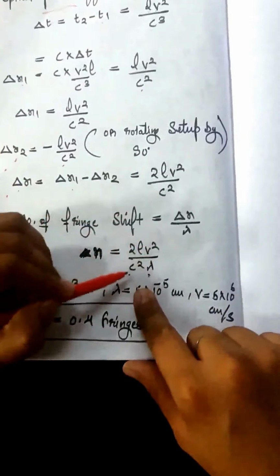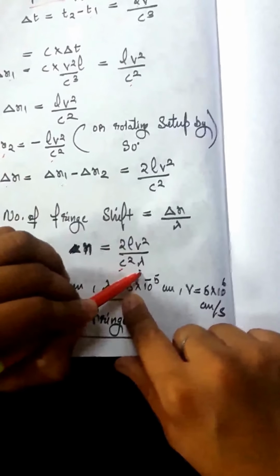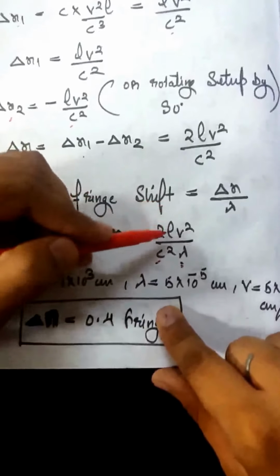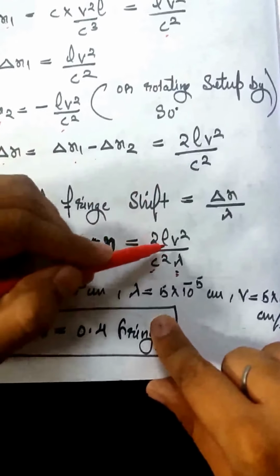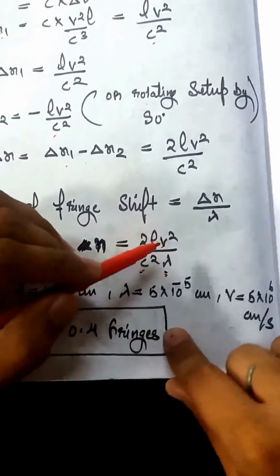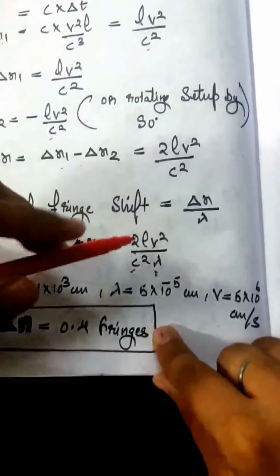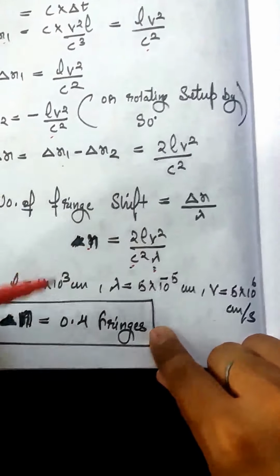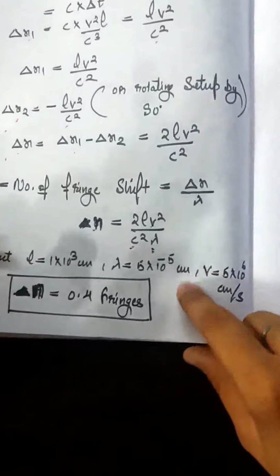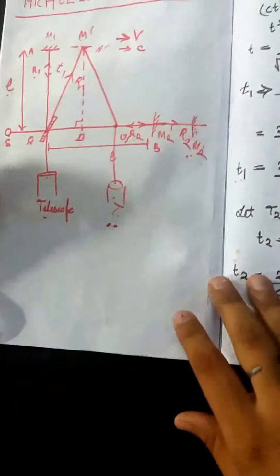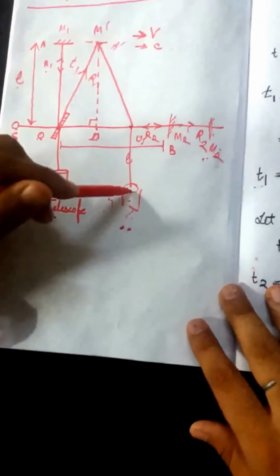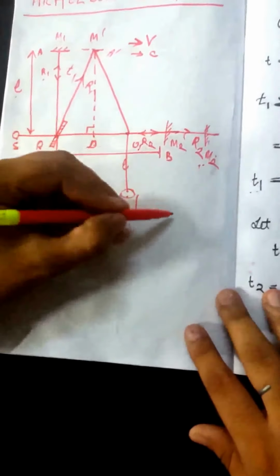And we know all these constants. c is the speed of light, lambda is the wavelength of the monochromatic light, L is the length of the mirror from the semi-transmitting mirror, and v is the speed of the earth with which it is revolving around the sun. So we can easily find this n, and n comes out to be 0.4. But actually, as told before, there will be no such fringe shift. At any angle, the pattern we found is the same, that is a circular fringe pattern.